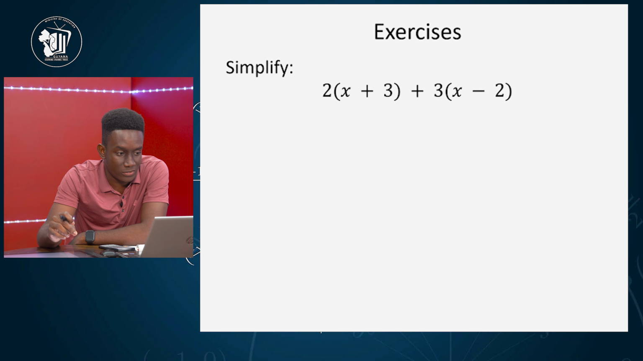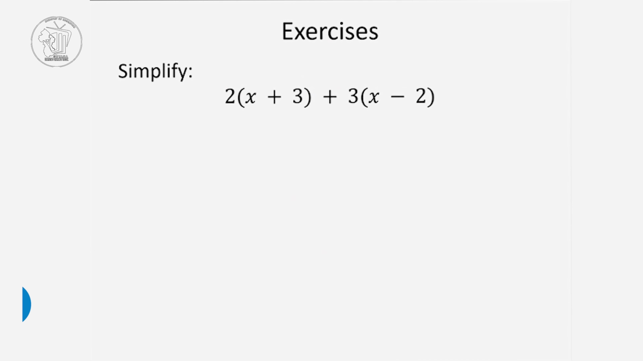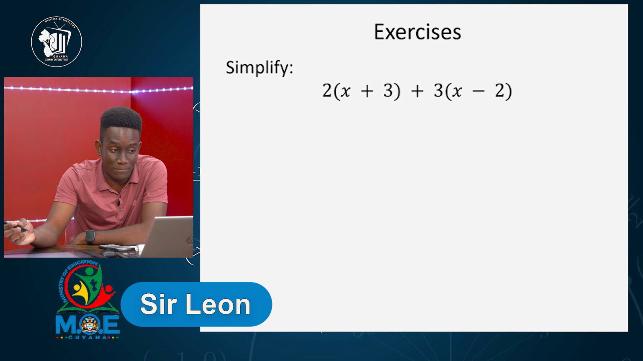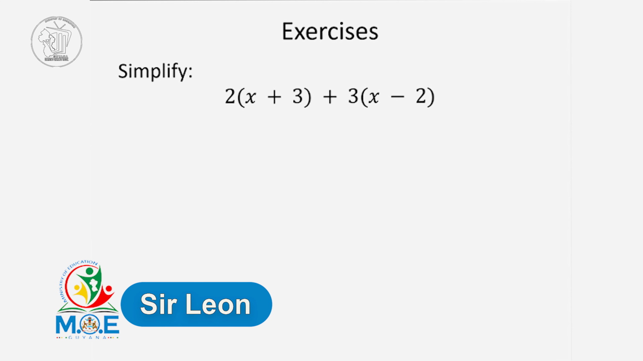So let's proceed to this example. We have to simplify this: 2 open bracket x plus 3 close bracket plus 3 open bracket x minus 2. And we want to simplify this. So once again, we have to distribute in order for us to remove the bracket, and then we put the like terms together. So we distribute here.